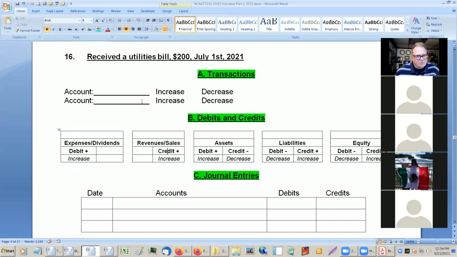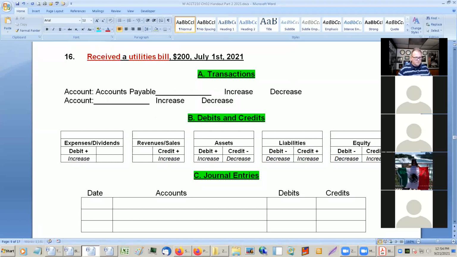Okay, so we received a utility bill. Now notice it doesn't say that we paid it. So is that going to be like an accounts payable? That's exactly right. Yep. Okay, so we have an accounts payable. In cash, right? Not yet, because we haven't paid it. Now, eventually we will have to pay it, and then we will have to use cash. So we can only have one account that we're dealing with?